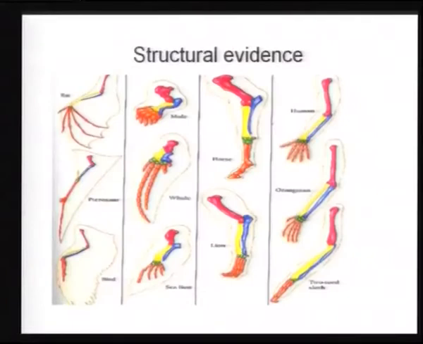That's right. That's a good question. Actually, without evidence, no science can be accepted. And there have been many different kinds of evidence for evolution. You can see pictures of some limbs. These are limbs of different vertebrates.